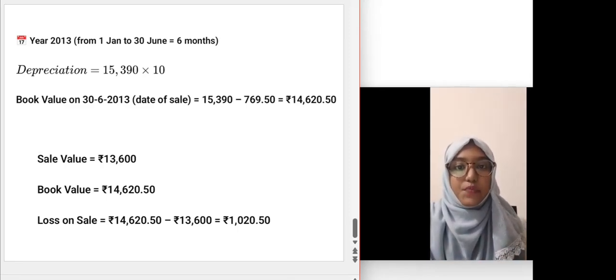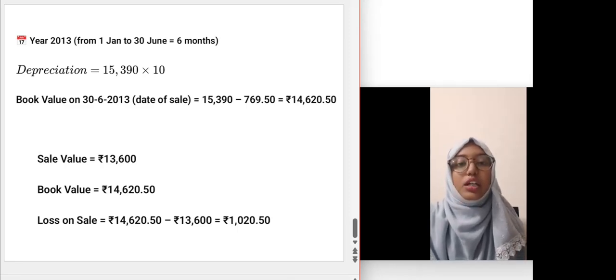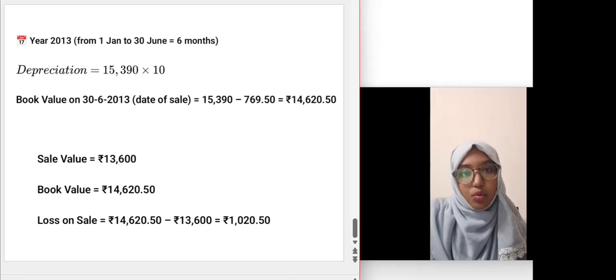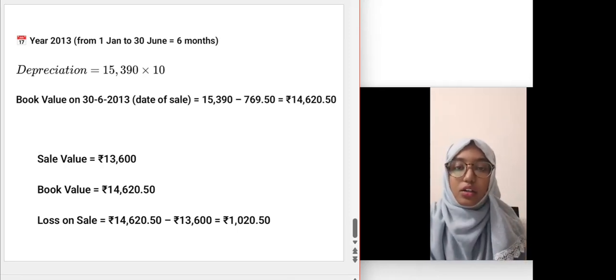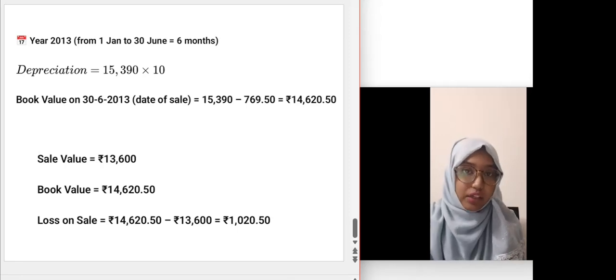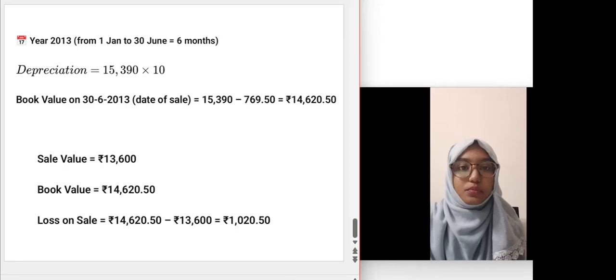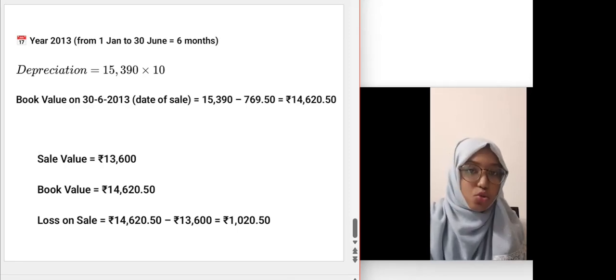So the value will be 769.5. When we deduct the depreciation from the asset value, the book value on the date of sale will be 14,620.5, which is the value of the car, and it was sold for 13,600. So from 14,620.5, it was only sold for 13,600. Obviously the business has incurred a loss of rupees 1,020.5. So this is how the depreciation is calculated on the written down value method and the straight line method.